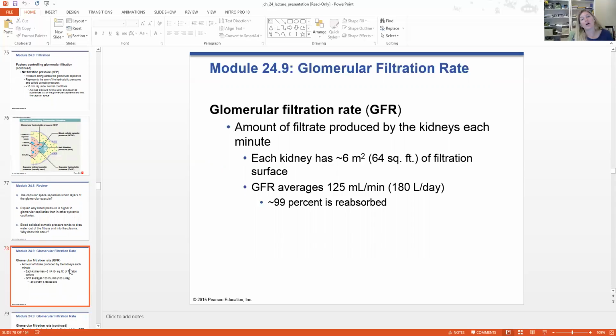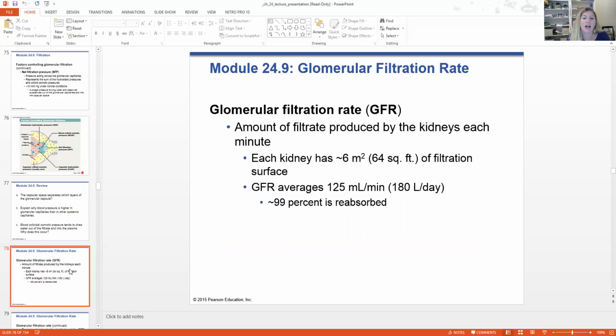So the GFR, or glomerular filtration rate, is the amount of filtrate that's produced by each kidney each minute. Right? This is similar to our functional expiration volume, or our cardiac output, right? This is just looking at how much we're actually producing in a given time period. And so it's just looking at the amount of filtrate or urine in a minute.